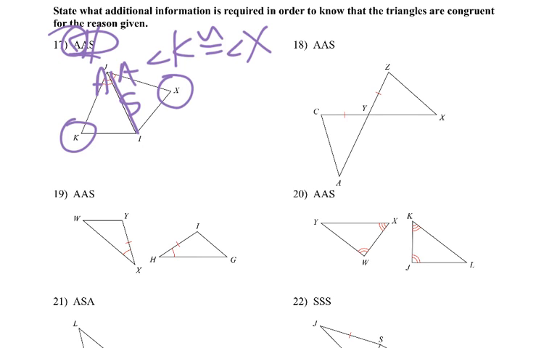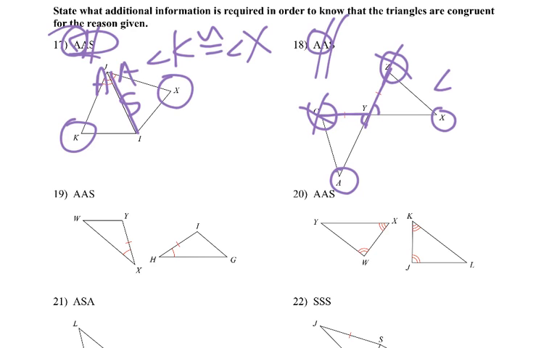Okay, same with 18. We've got that vertical angle, so we've got our angle, and we've got a side touching that angle. So our other angle can't touch it, so it can't be C, and it can't be Z. It's got to be A and X. So angle A has to be congruent to angle X. Alright, now 19, we've got an angle and a side touching, so it's got to be the angle not touching. So angle W has to be congruent to angle G.